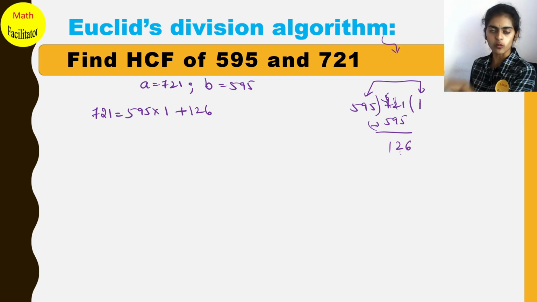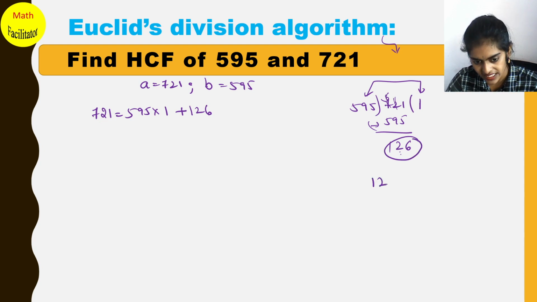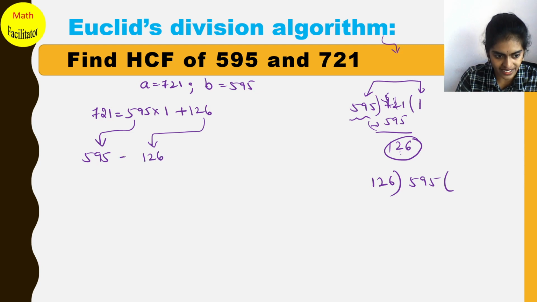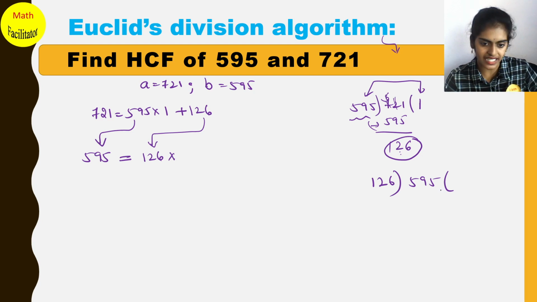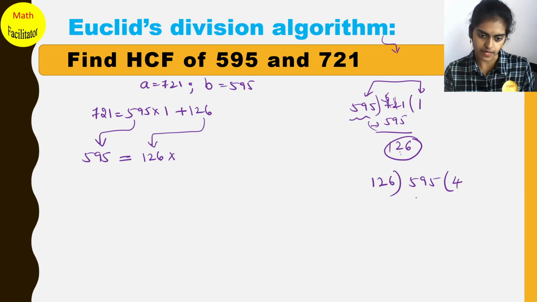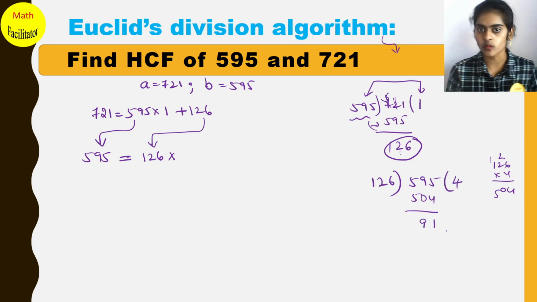So in the next step, what do you do? You take this 126 as the divisor, and this 595 will be your new dividend. So I write 595 equals 126 into, I don't know my quotient and remainder, so I have to divide now. How many times will 126 go into 595? If I take 4 times, 126 into 4 gives me 504, and here I have 91 as the remainder.